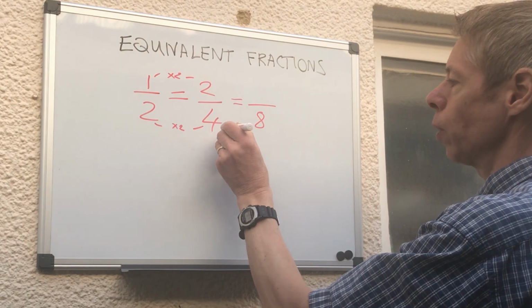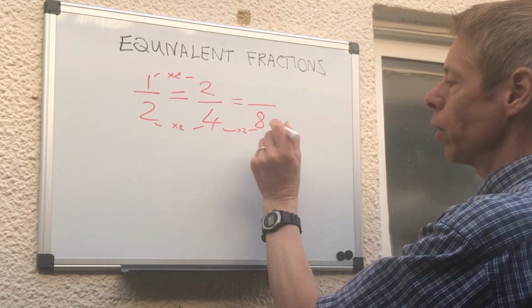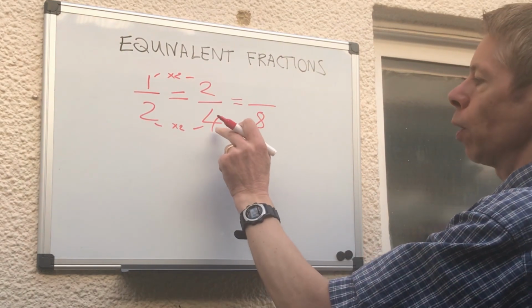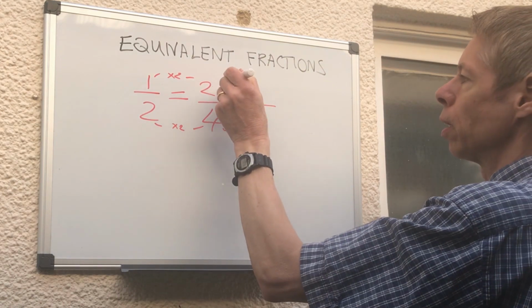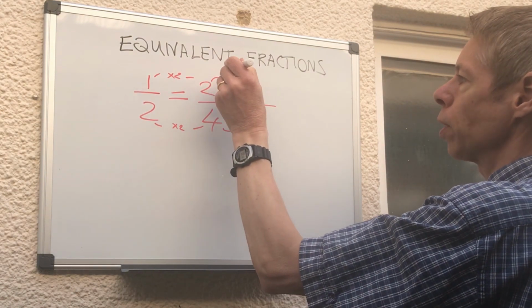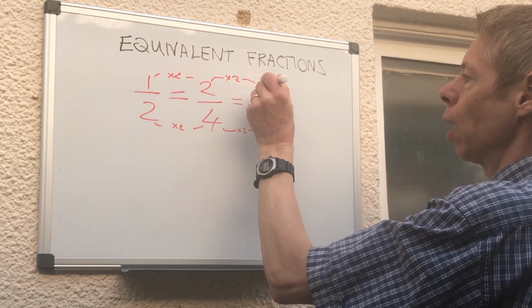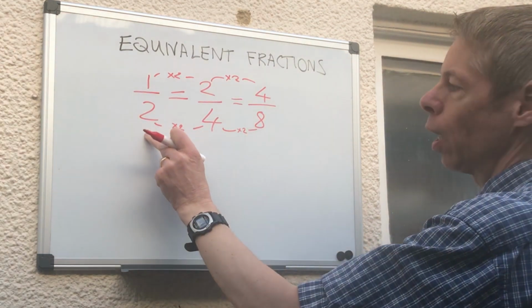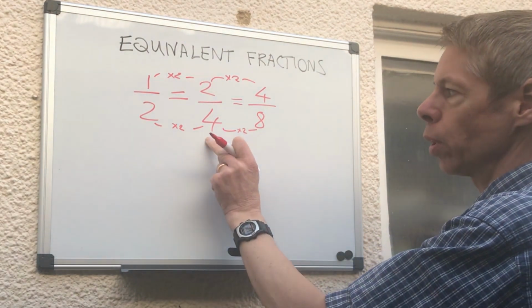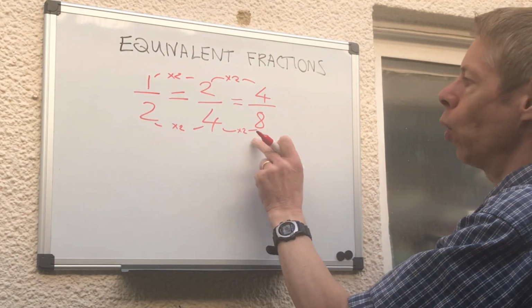Well, again, we're just doing exactly the same thing here. We're timesing it by 2. So 4 times 2 is 8. So here on the top, we're going to go 2 times 2, and we end up with 4. So 1/2 is equivalent to 2/4 is equivalent to 4/8.